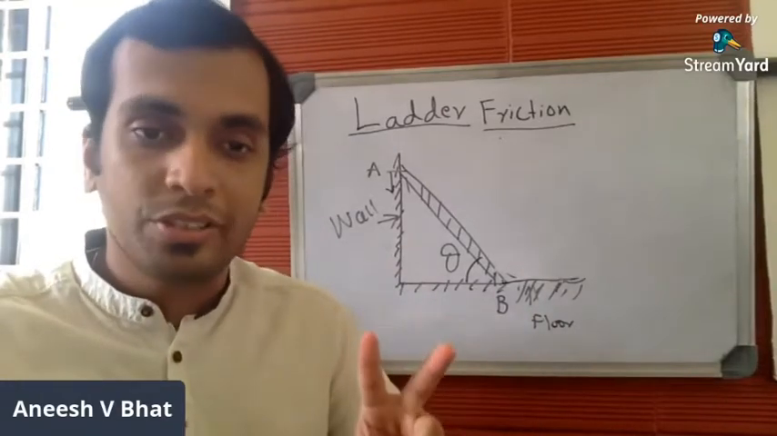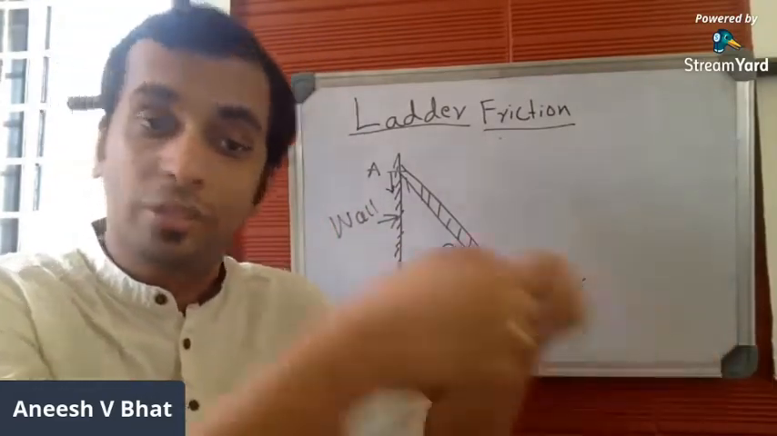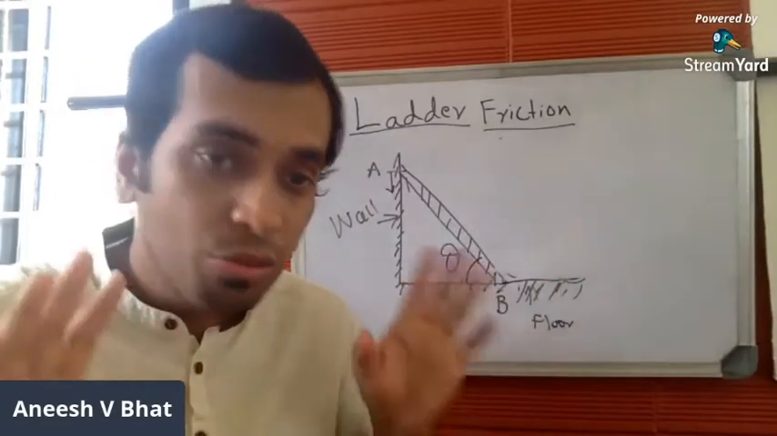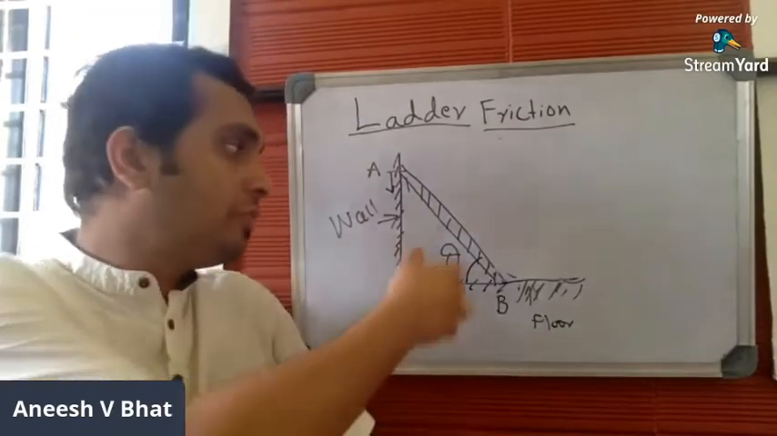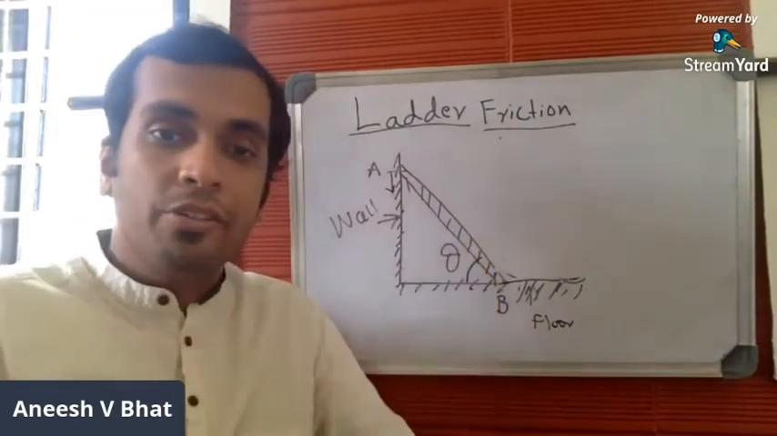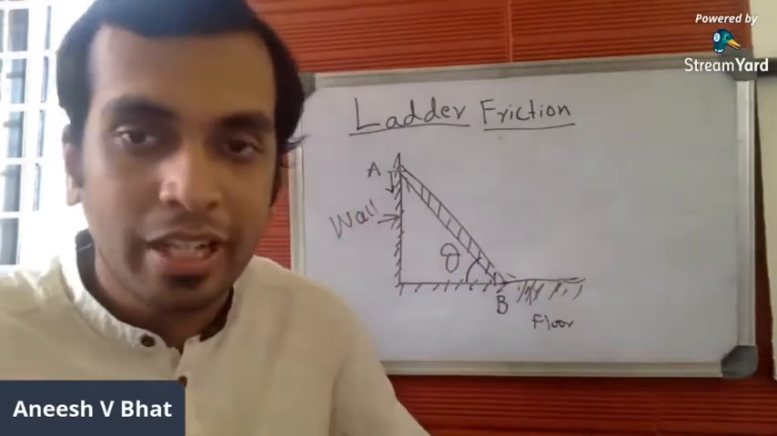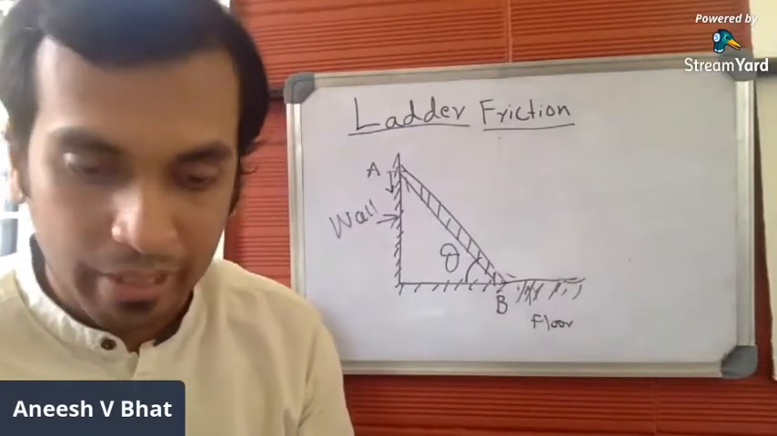So these are the two cases. In the first case, you'll be applying an external force to the foot of the ladder so as to avoid the slippage of the ladder. And in the second case, you don't apply the external force. Without the external force, you have to find this convenient angle theta, so that the ladder doesn't slip down. These are the two types of problems which are available here.